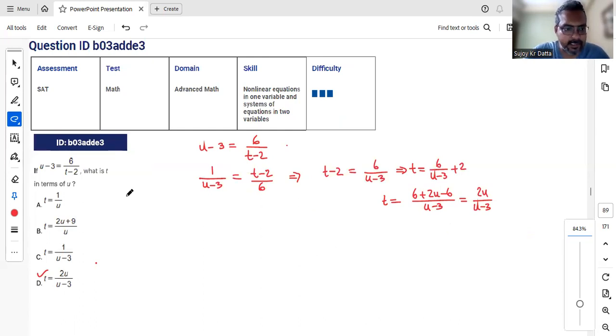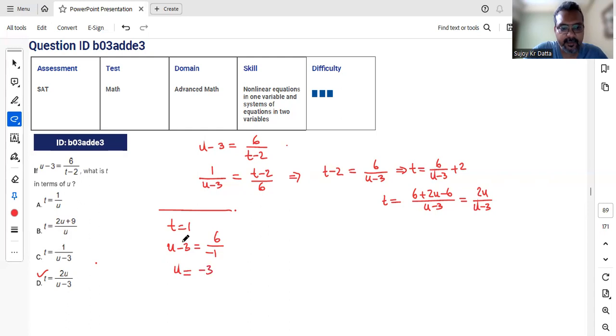An alternative way of solving this is to just plug in some value here. Say you plug in t as 1, then we get u minus 3 equals 6 over negative 1, so u equals negative 3. Just plug in u as negative 3 in each of them and check which one gives you 1. So this one clearly does not. Negative 3 here becomes 3 over negative 3. So that's negative 1. We need 1 for t, so that's not it.